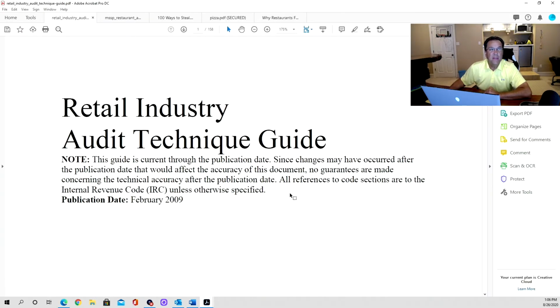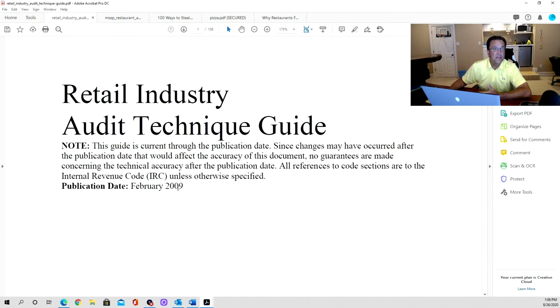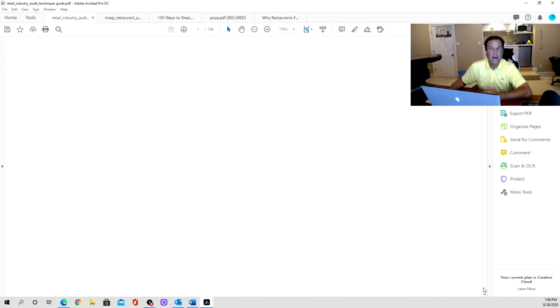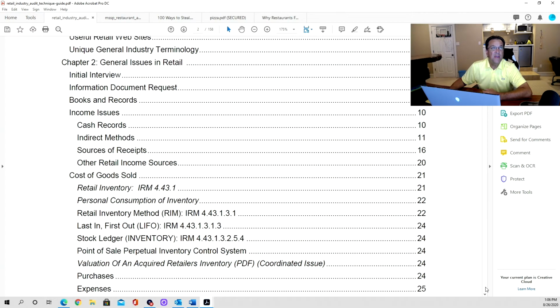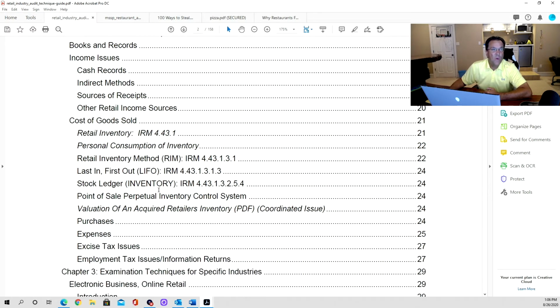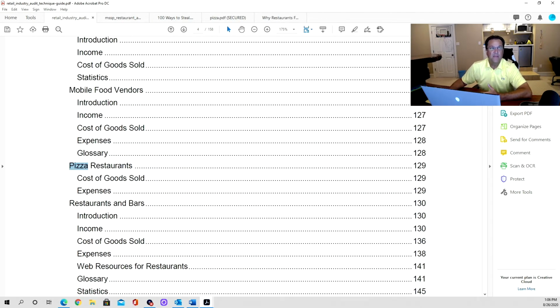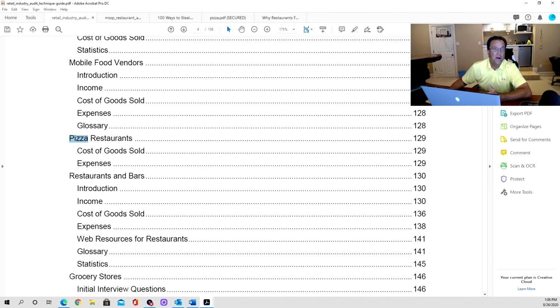So this is the Retail Industry Audit Technique Guide. This is what it looked like. Very official, February 2009. And it walks you through various methods and then industries. And you can see here's books and records. So what I picked out was, let's drill down into retail and see what it has for pizza. See, here's pizza restaurants, and it's very specific to pizza, and then it goes into restaurants and bars, okay?